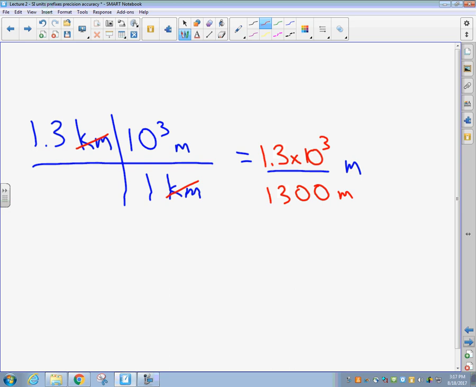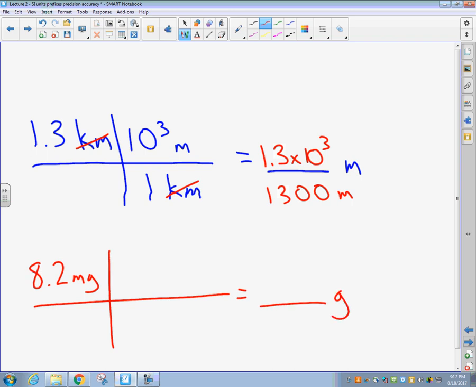One more example of this, let's say we were going from a small unit to a larger unit. Let's say we had 8.2 milligrams. We wanted to go ahead and convert that into our base unit of grams. The milli magnitude was 10 to the minus third, so that would be 10 to the minus third grams for 1 milligram. We would cancel out milligrams, and then multiply the two values together, and we get 8.2 times 10 to the minus third grams there.